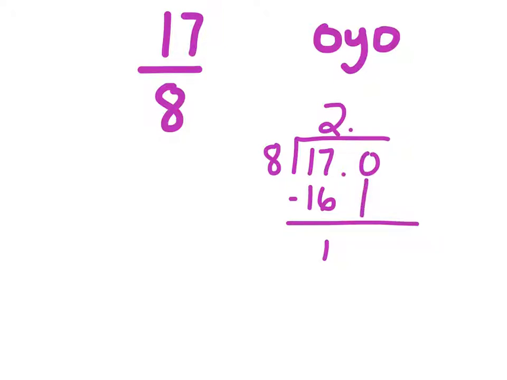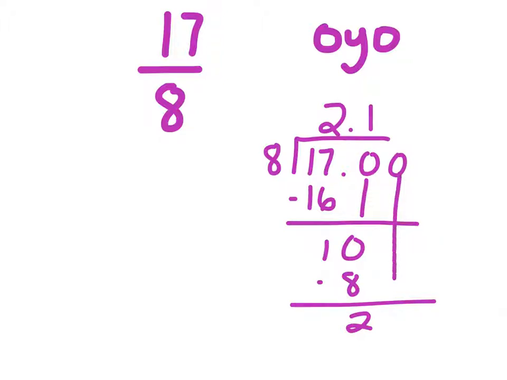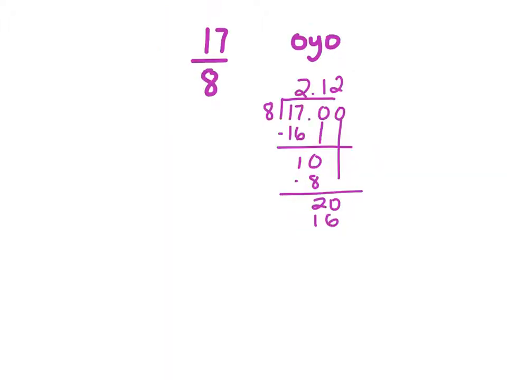We add a 0. We bring it down. 8 goes into 10 one time. 8 times 1 is 8. 10 minus 8 is 2. Add a 0. Bring it down. Alright. 8 goes into 20 now. 2 times. 8 times 2 is 16. Okay. And 16, we have to minus that. That gives us 4. Add a 0, bring it down.